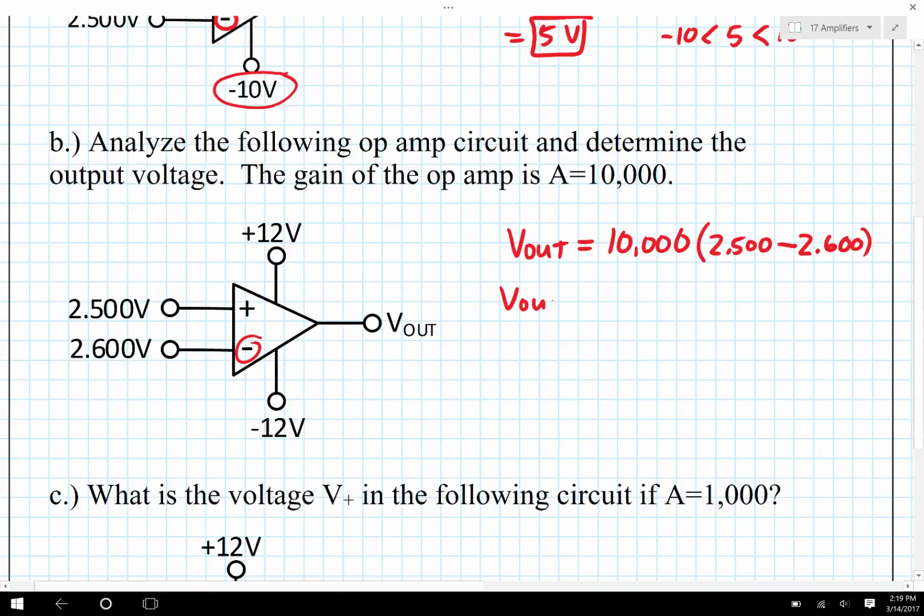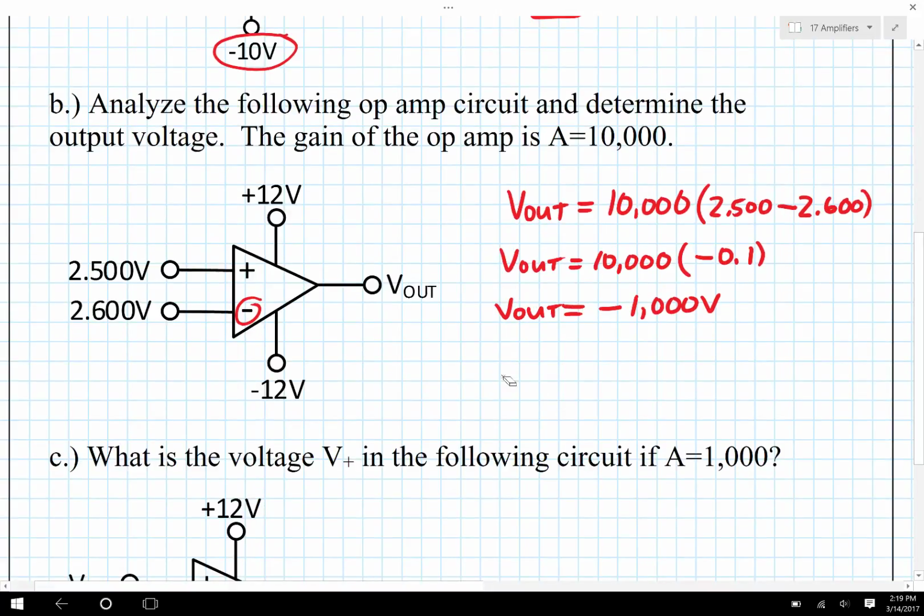So V out, in this case, is going to be 10,000 times, and this is a smaller number minus a larger number. There's nothing wrong with that. We've known how to do that for quite some time. That means that this is going to be negative 0.1 volts. And therefore, V out is negative 1,000 volts. And that's what our equation shows us, but we know that that's not valid. So negative 1,000 is less than the negative power supply here, negative 12 volts.